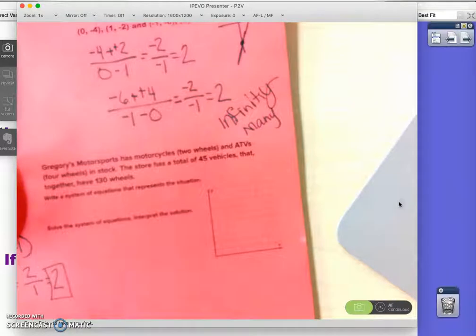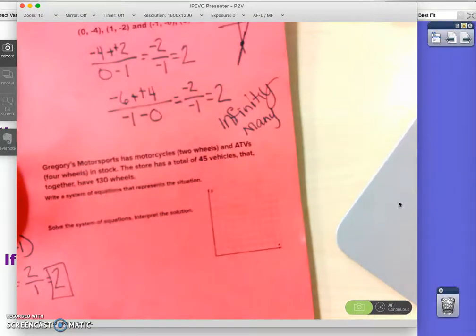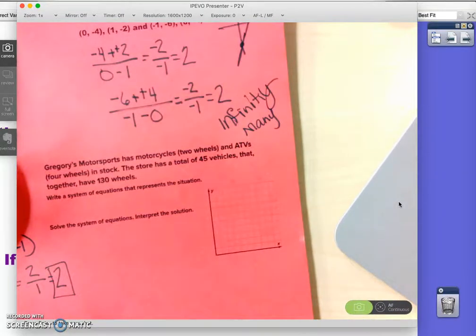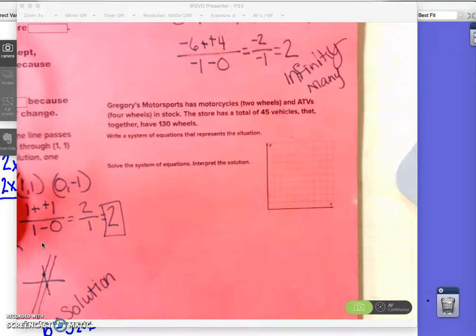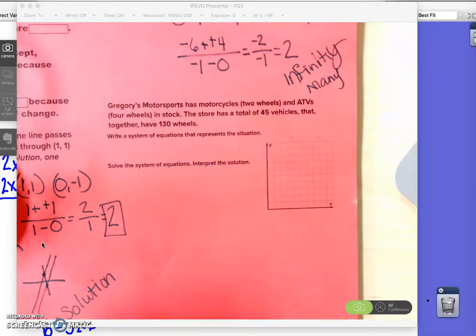Here, we have a word problem where we need to set up the equations. So in my word problem, I want to look for keywords that can set up an equation. So let's first read it.